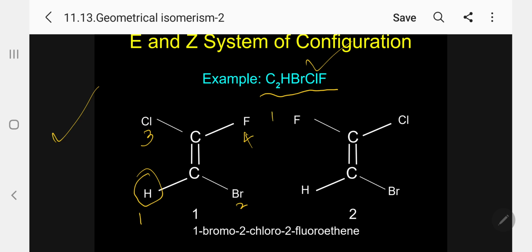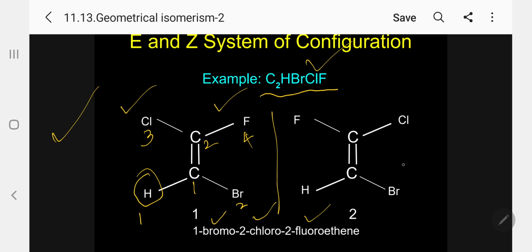So now you take the mirror image. When you take the mirror image, this is fluorine, this is chlorine, this is hydrogen, this is Br. So how am I going to name this compound? Kindly follow. This is carbon 1, this is carbon 2. Alphabetically bromo comes first, that's why I am starting with number 1. So, 1 bromo, 2 chloro, 2 fluoro, ethene.